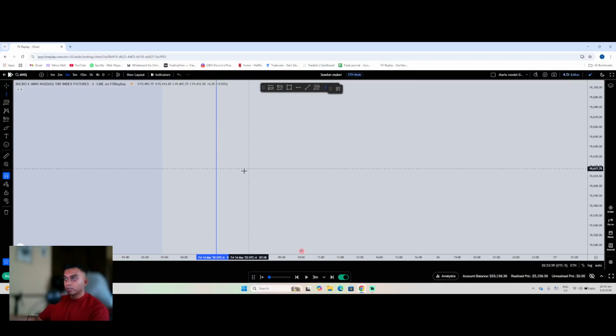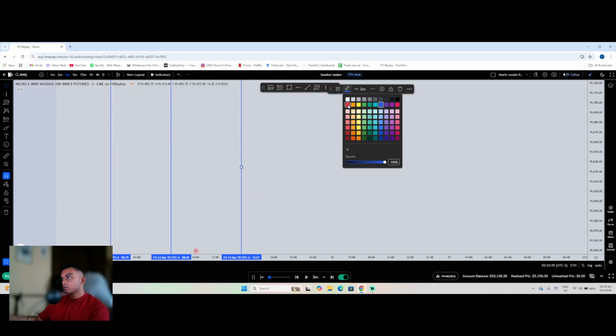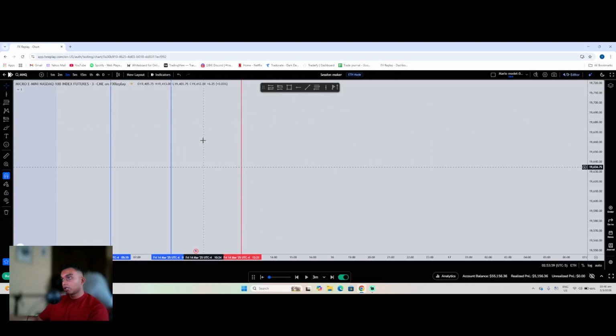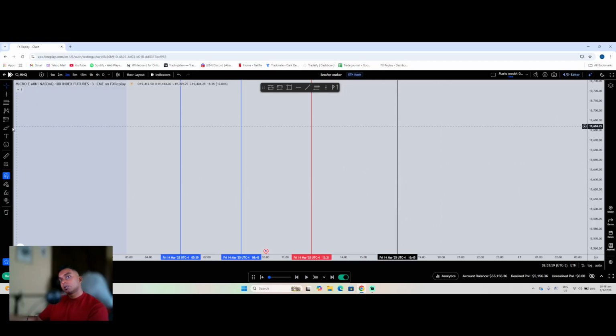All right. Okay. Let's say this blue color is Asia. And then this is London. This red color marks the end of London. And then this, let's say black color, marks the close of New York.